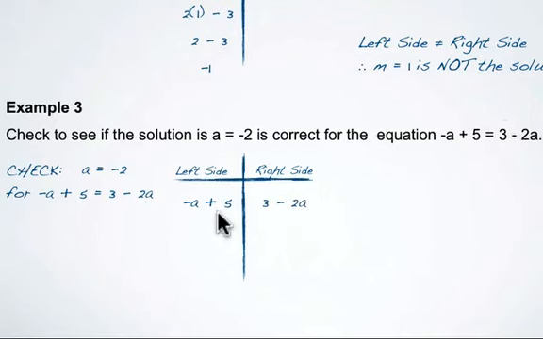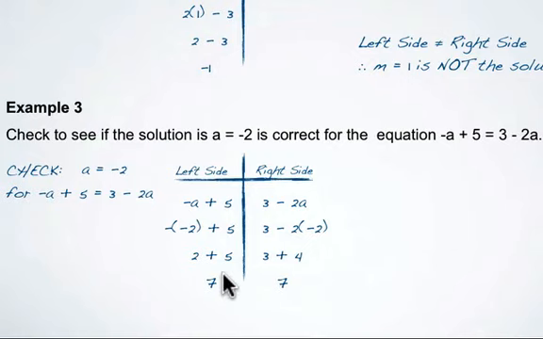I'm going to start with the left side by subbing in negative 2 for a. So negative 2 becomes positive 2, and I have plus 5, which gives me 7. I also have an a on the right side, which means I have to sub in negative 2 over here as well. 3 take away 2 times negative 2. Well, a negative times a negative is a positive, so I end up with positive 4. 3 plus 4 is 7.